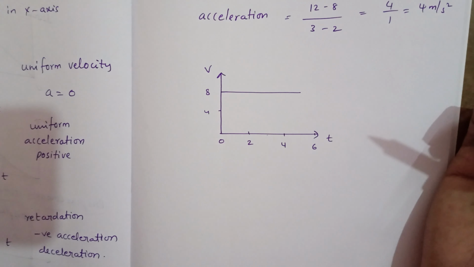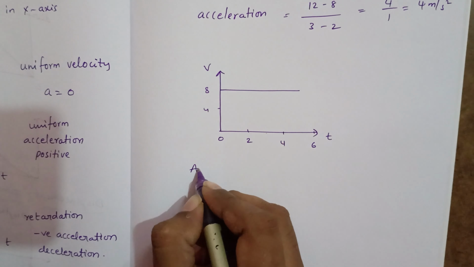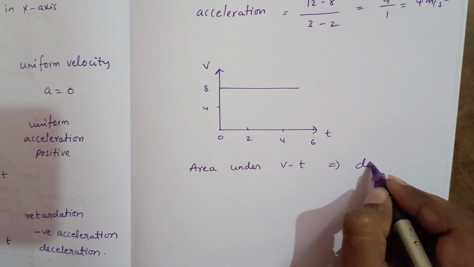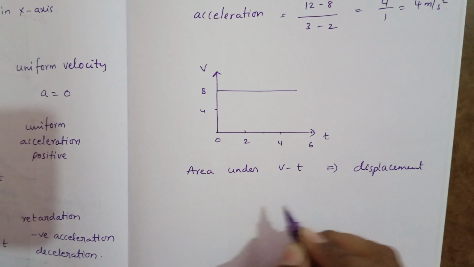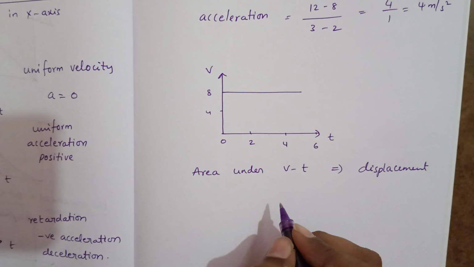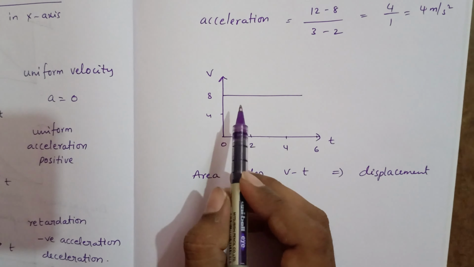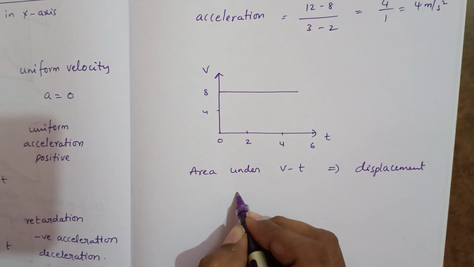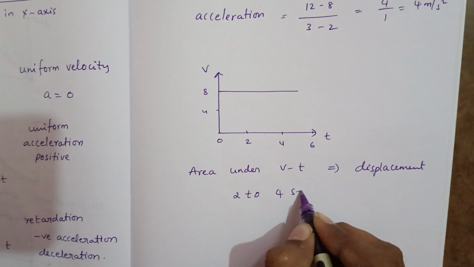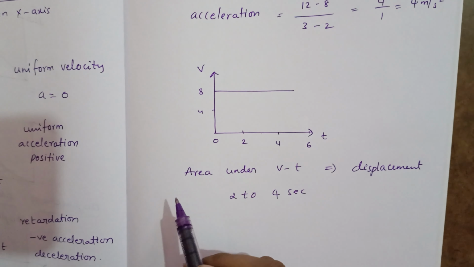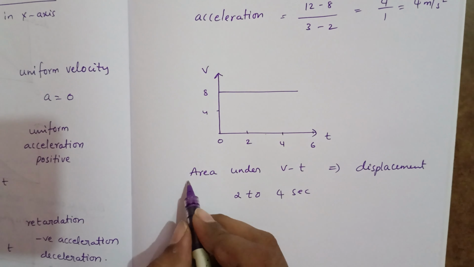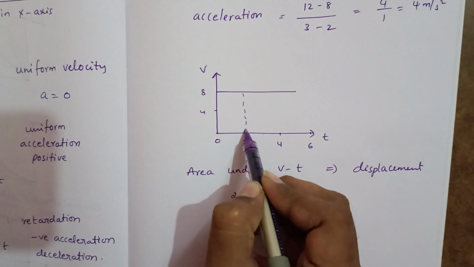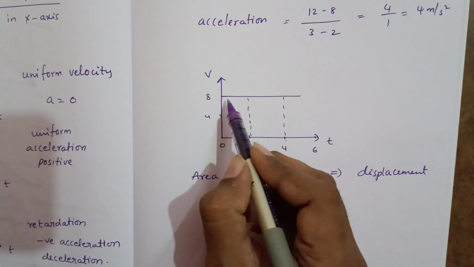Now here in the velocity time graph, the slope gives acceleration. Now the area under the velocity time graph gives displacement. For example, a graph is given like this. What is the displacement of the body between 2 to 4 seconds? Here we should find the area. This is at 2, this is at 4.